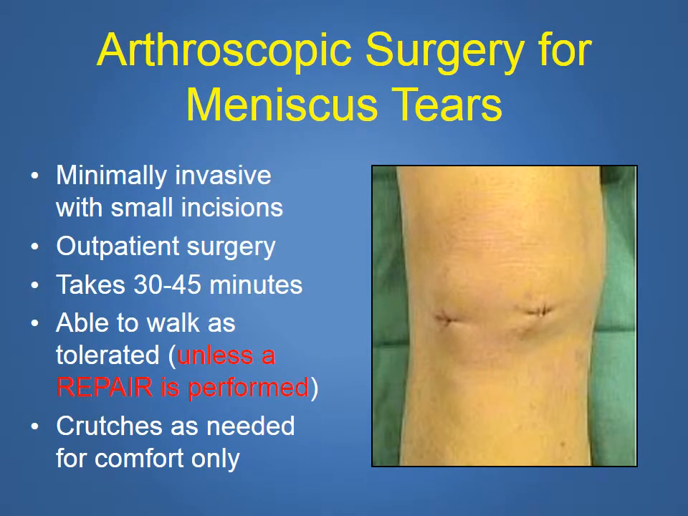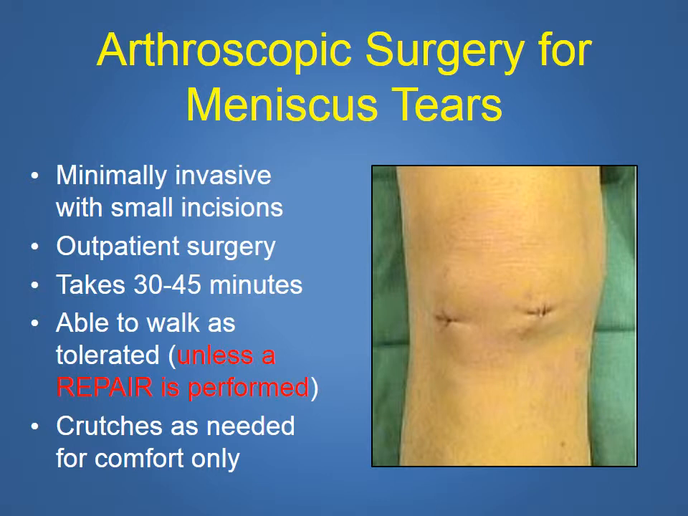Because the meniscus has very poor blood supply, meniscus tears have little potential to heal on their own. Therefore, for patients with painful meniscus tears, surgery is typically recommended to remove the torn portion of the meniscus. The surgery is performed arthroscopically with two minimally invasive incisions as shown in the figure on the right. The surgery is performed on an outpatient basis, meaning that you do not require an overnight stay in the hospital. The surgery typically takes less than 1 hour to perform.